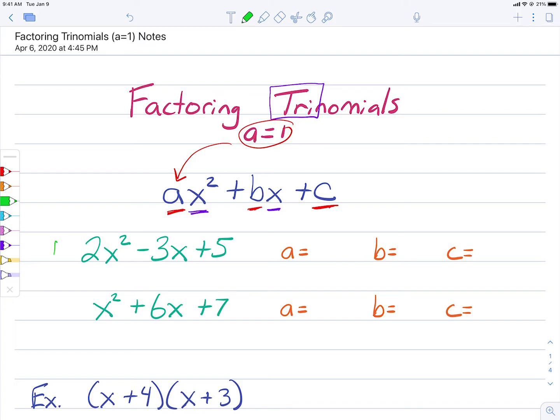So in this first one, we have 2x squared minus 3x plus 5. So a is the coefficient of x squared, so that's a 2. B is the coefficient of x, so that's a negative 3. Notice that it is a negative. That negative belongs to the 3, so it goes with it. And the constant at the end is a 5. If we look at the next one, x squared's coefficient, there isn't one, so it is a 1. The coefficient of x is a 6, that's b, and the constant by itself is c, which is a 7.